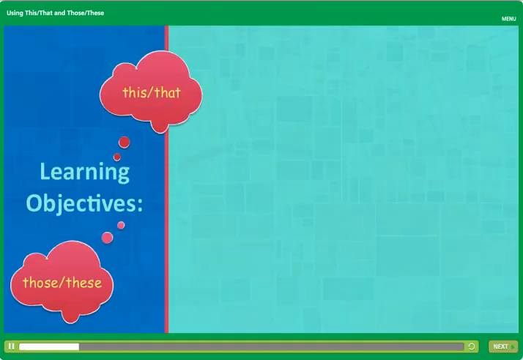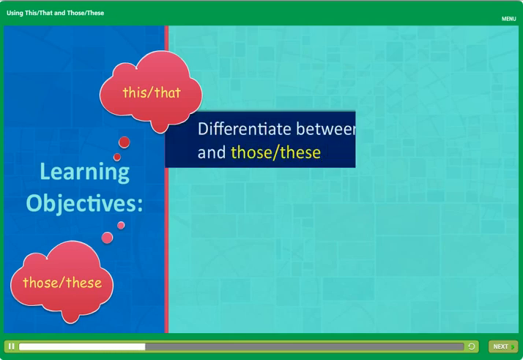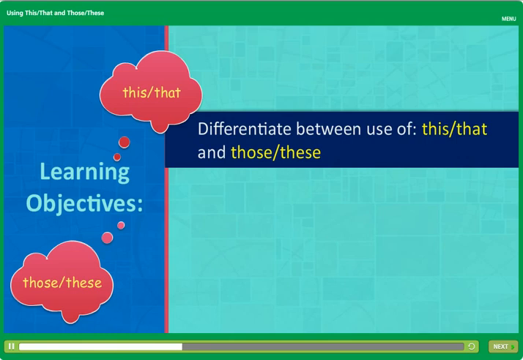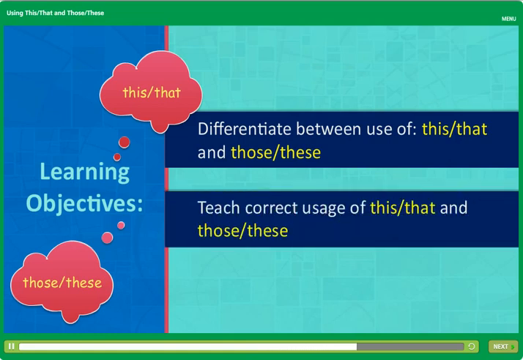At the end of this lesson, you will be able to differentiate between the use of this and that, and differentiate between the use of those and these. You will be able to teach your students the correct use of this, that, and those, these.